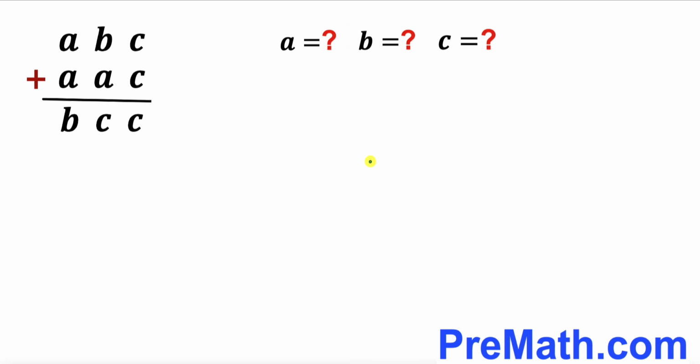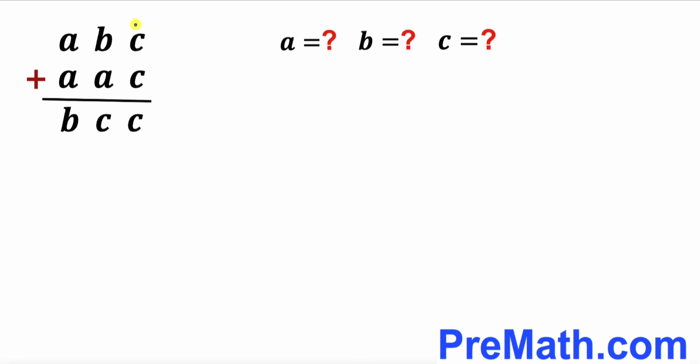Let's go ahead and get started with the solution. Here's our very first step. Let's focus on these digits vertically. These digits are at the ones place, these digits B, A, C are at the tens place, and finally these digits A, B are at the hundreds place.